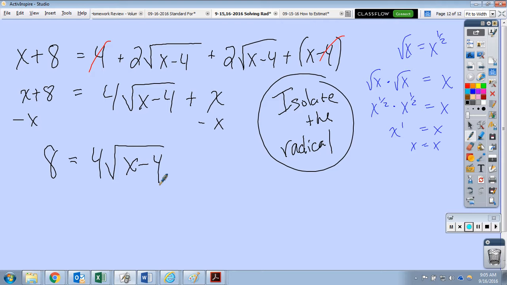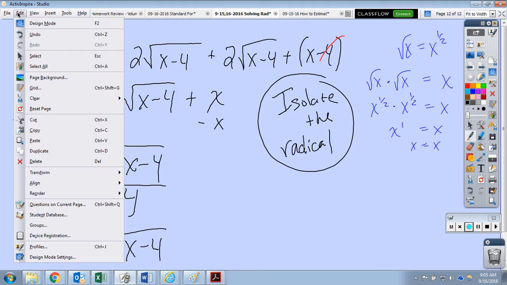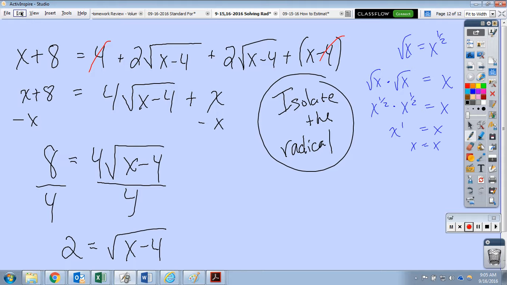All right, so now we're here. Have we completely isolated the radical yet? What's connected with it? How is the 4 connected? All right, so how do I undo multiplication? Yes. Very good. 2 equals the square root of x minus 4. We're getting down towards the end here. Let me see if I can fit it all on this slide. Actually, you know what? Let's continue this on the next page. We're right here.